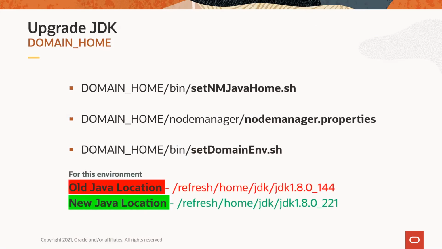Make a copy of each file. Search each one of these files for the occurrences of the old value /refresh/home/JDK1.8.0_114 and replace them with the new value of /refresh/home/JDK1.8.0_121.